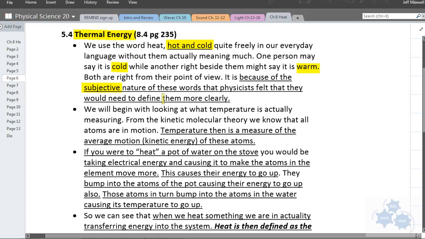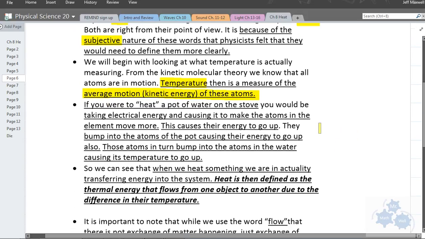What we want to do is look at the kinetic molecular theory. We realize that atoms are in motion, and we've already learned this, right? Temperature is the average motion, or the average kinetic energy, of the atoms or particles being measured. You remember the definition of temperature from lessons before?